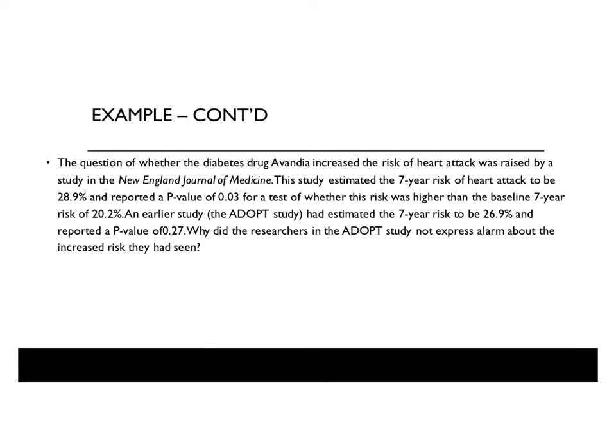So continuing with our Avandia example, increased risk of heart attack was raised by a study in the New England Journal of Medicine. Remember, the study estimated the 7-year risk of heart attack to be 28.9% and reported a p-value of 0.03 for a test of whether this risk was higher than the baseline 7-year risk of 20.2%. An earlier study had estimated the 7-year risk to be 26.9% and reported a p-value of 0.27. Why did the researchers in the ADOPT study not express alarm about the increased risk that they had seen?